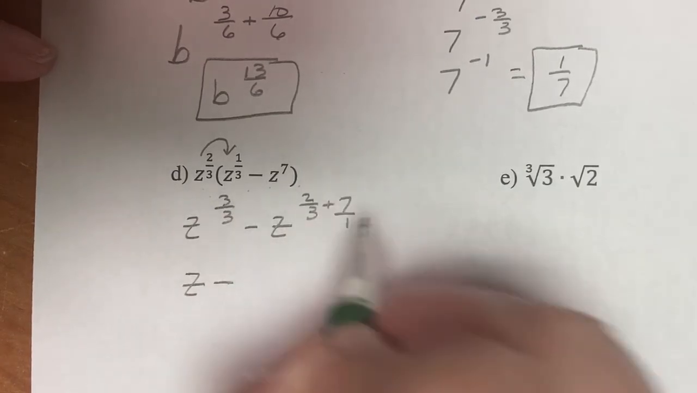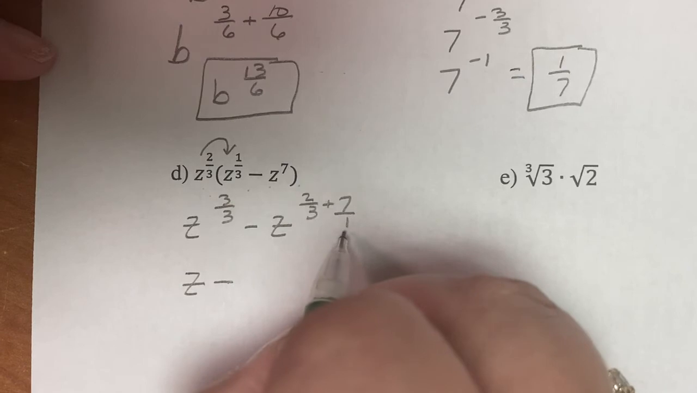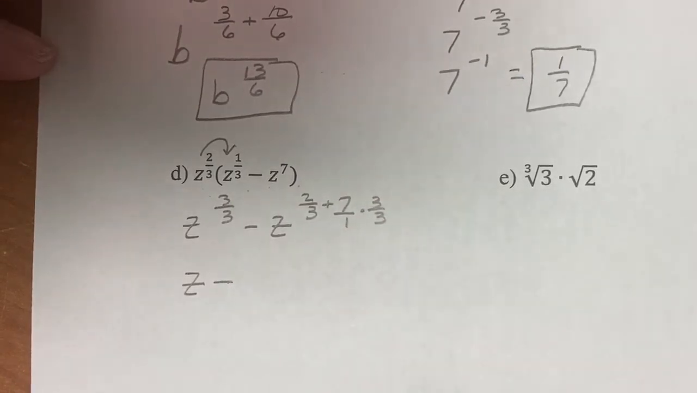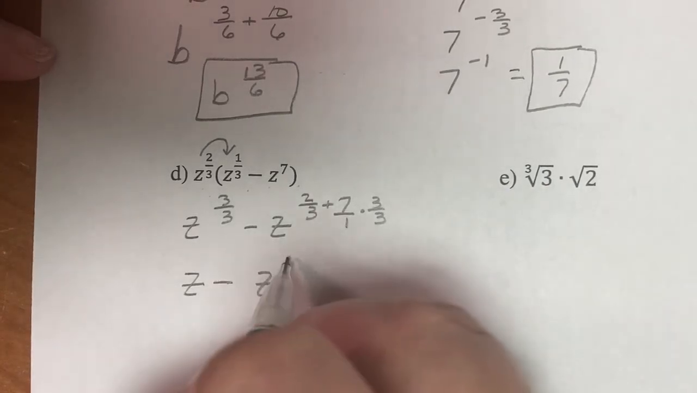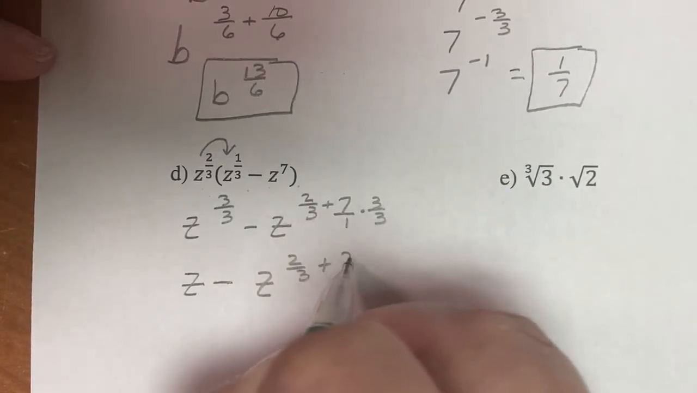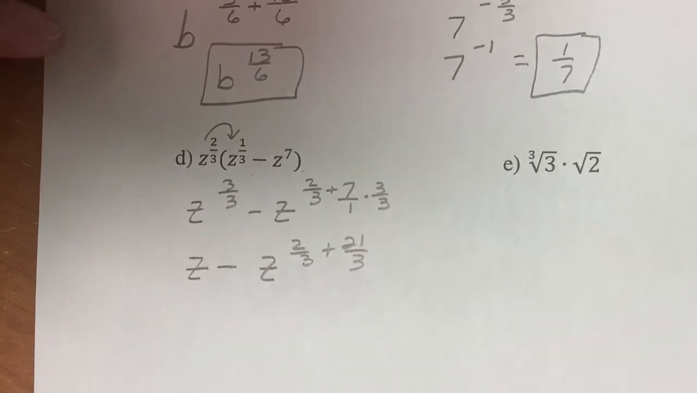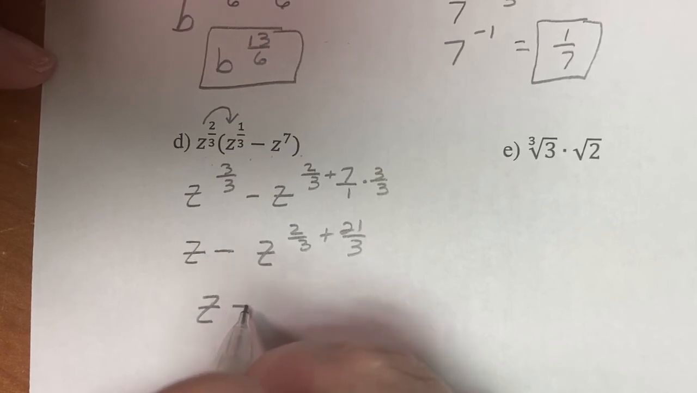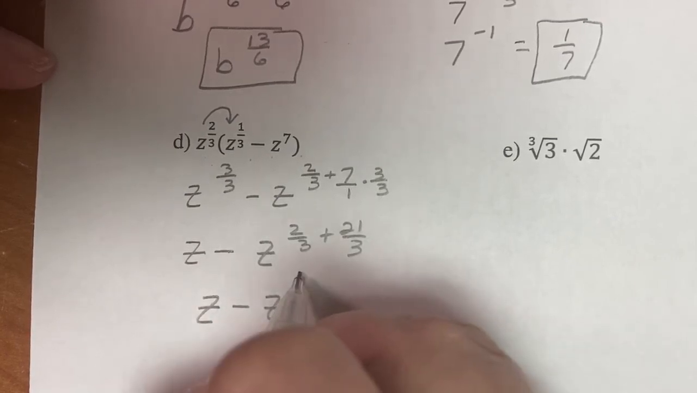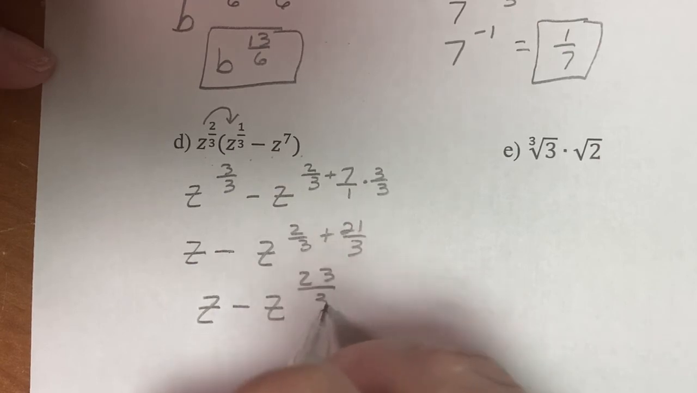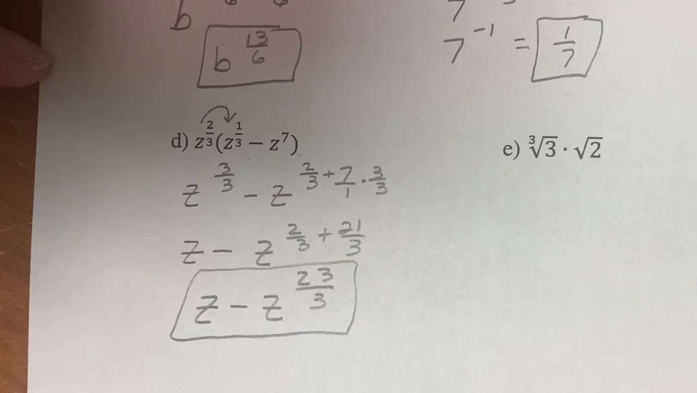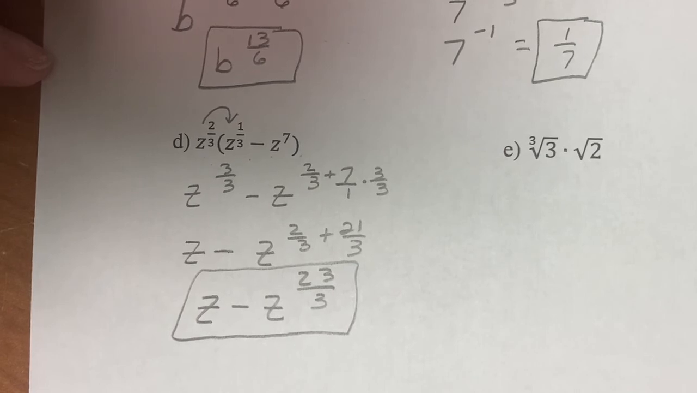minus, okay, this 7 is over a 1. My common denominator is a 3. So top and bottom here have to be multiplied by 3. So that would be z to the 2/3 plus 21/3. So I'm just showing every step of my work. So that would be z minus z to the 23/3 power. And that is going to be as far as you can go here. These aren't like terms, so you can't combine them.